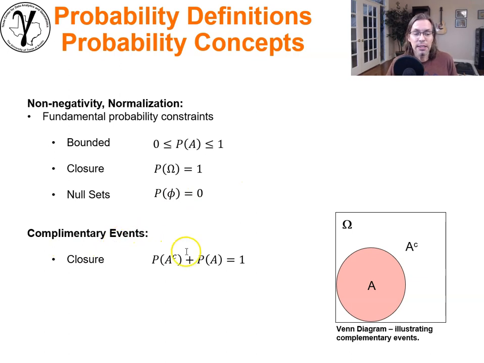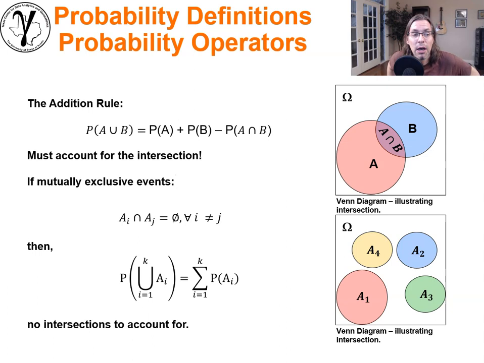Now, complementary events. If you have complementary events A and not A, we know they're going to be mutually exclusive and they're going to be exhaustive, because all possible outcomes are A or not A. There's no other option. And so we have closure. And closure means that if we take those probabilities and sum them together, it's equal to 1. As we can see here in the Venn diagram, A and not A actually does cover the entire area, or all possible outcomes, omega.